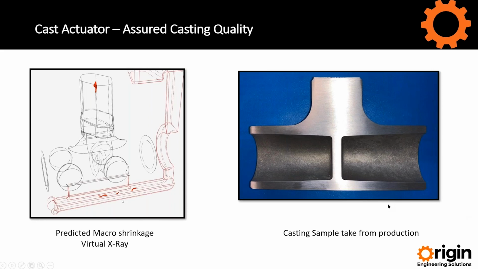Also, what we can do is a validation about the soundness, and we can do a virtual X-ray and look at macro shrinkage. So on the left-hand side, in the little red regions, that is predicting macro shrinkage. I'm not worried about that because you can see in the top wireframe model, we have macro shrinkage in the feeder and in the lower part on the running system. We always validate, like most foundries, we cut castings up, and on the right-hand side, that shows you the section illustrating that the casting had no macro shrinkage.